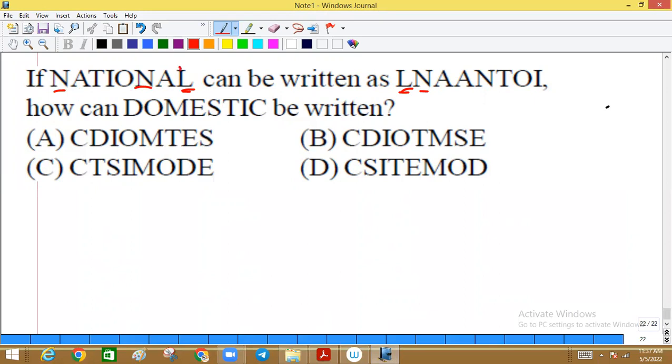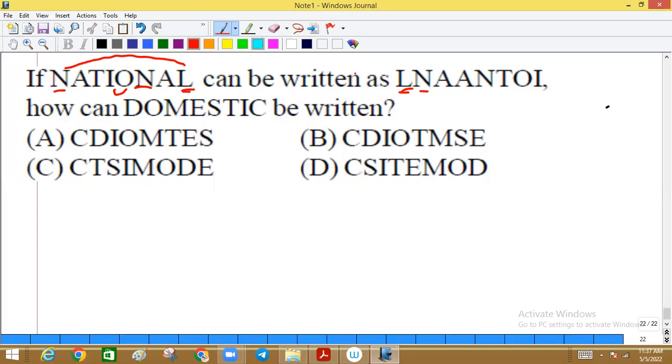That means either he has to move from L to N, N to I to A is one series, or A to O, O to T, and T to N is one more series. Or he can take L to N first to last, then followed by A to A, then N to T, then O to I. This is one more chance. There are two possibilities. These are the two possibilities here.